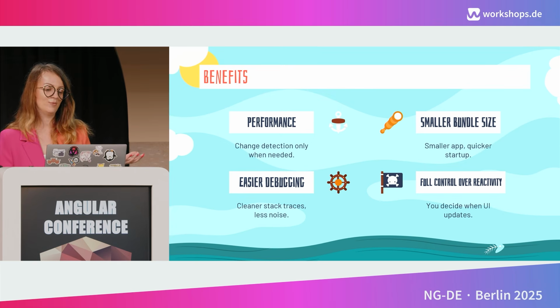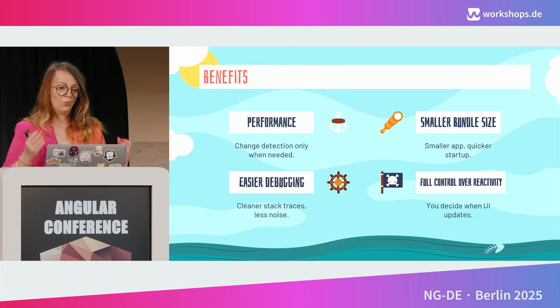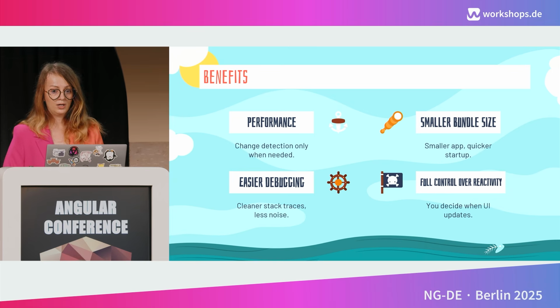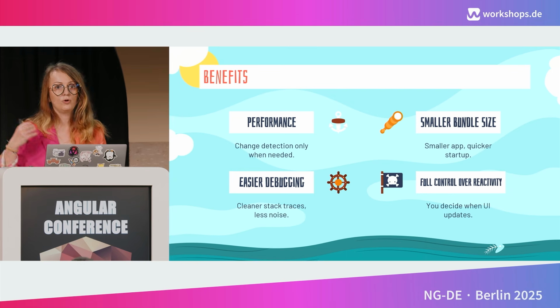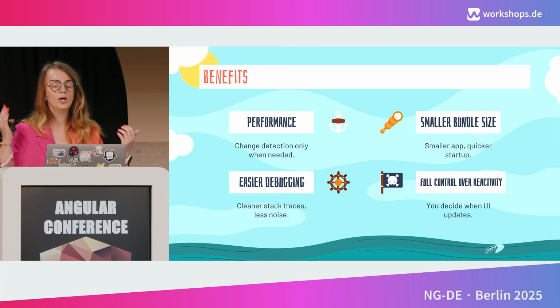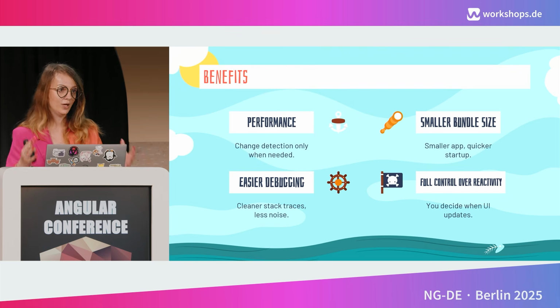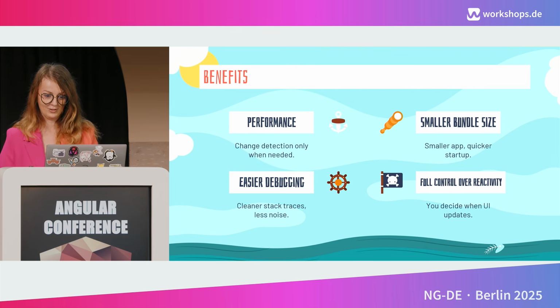Next, easier debugging. We don't have all of this Zone.js pollution. And the last one, which is the most important for me, we have control over reactivity. We are informing Angular when we want to update the UI, of course, by using async pipe, signals, mark for check, and so on. But we are informing Angular that we need some update.